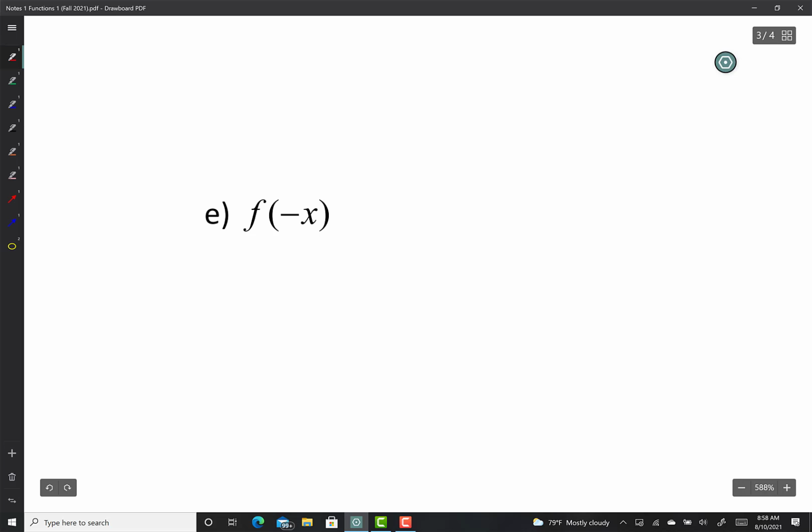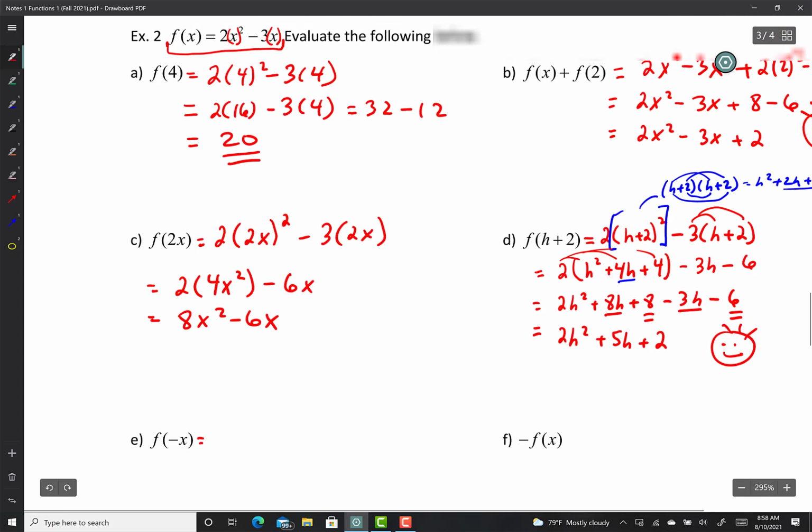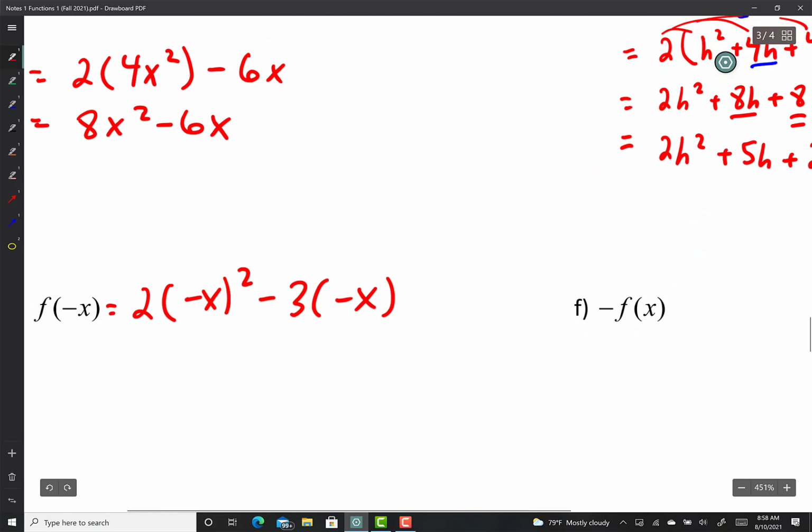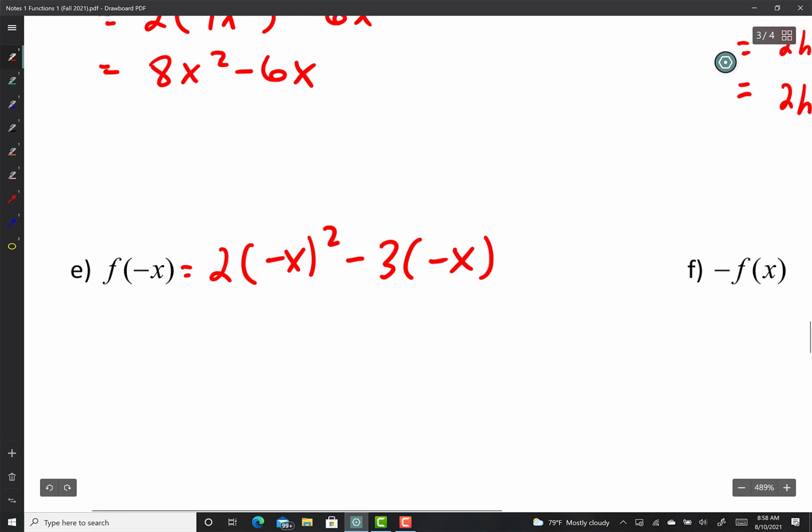Letter E. This says f of negative x. Just type in that negative x into your expression, guys. So 2 negative x squared minus 3 times negative x. Negative times a negative is a positive. 2x squared plus 3x. And that's it.